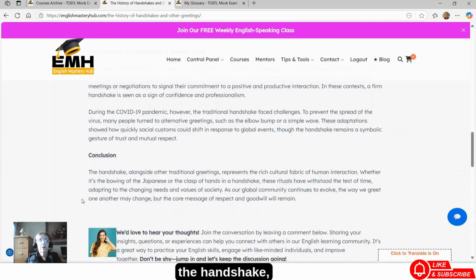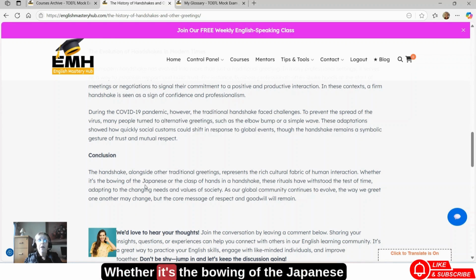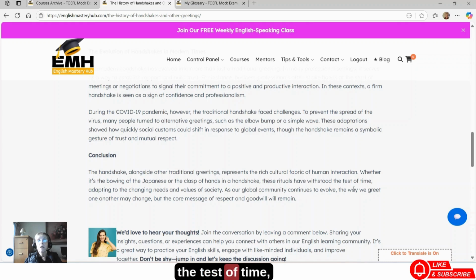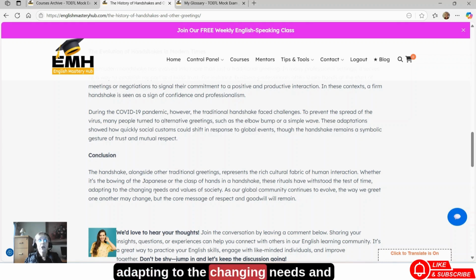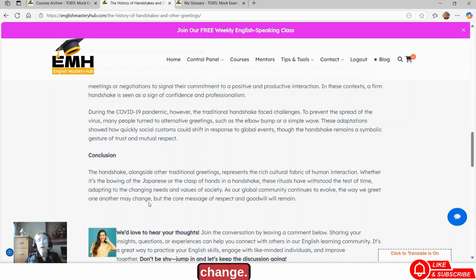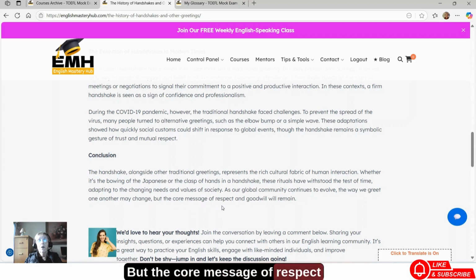In conclusion, the handshake, alongside other traditional greetings, represents the rich cultural fabric of human interaction. Whether it's the bowing of the Japanese or the clasp of hands in a handshake, these rituals have withstood the test of time, adapting to the changing needs and values of society. As our global community continues to evolve, the way we greet one another may change, but the core message of respect and goodwill will remain.